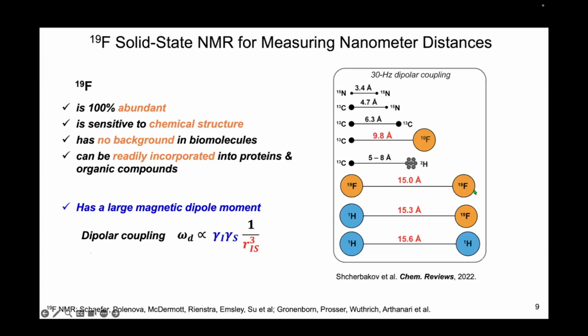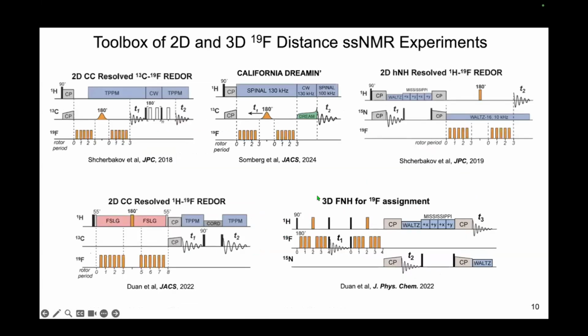Fluorine has the second highest gyromagnetic ratio among all stable spin-1/2 nuclei. It is only slightly weaker in the gyromagnetic ratio, the gamma, than proton, by about 6%. So based on this property, we can predict that when you measure distances between fluorine and some other nuclei, you can go much longer than the traditional C13 or N15 NMR. These dipolar couplings depend on distances in an inverse cube fashion, but also depend on the gamma.